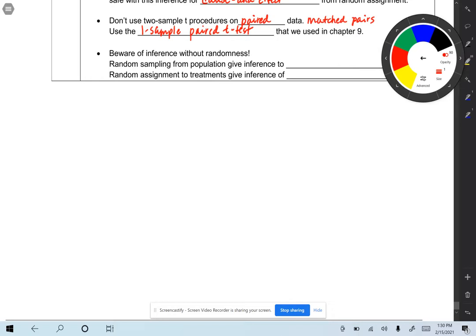Beware of inference without randomness. Random sampling from a population allows us to infer to the population. Random assignment to treatments gives inference to cause and effect. And that's the whole point of having these studies. And that is Unit 7.